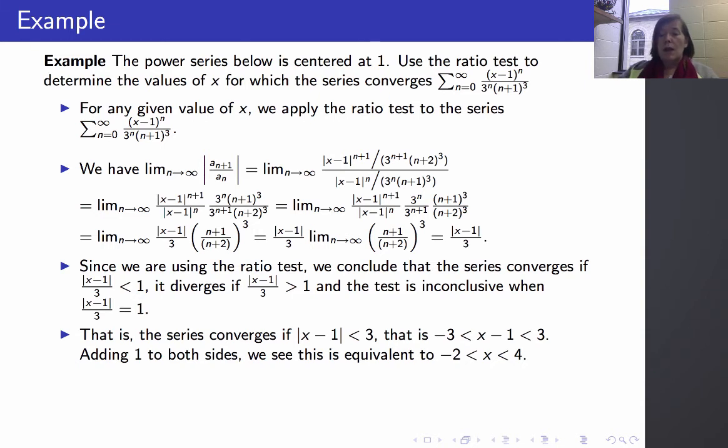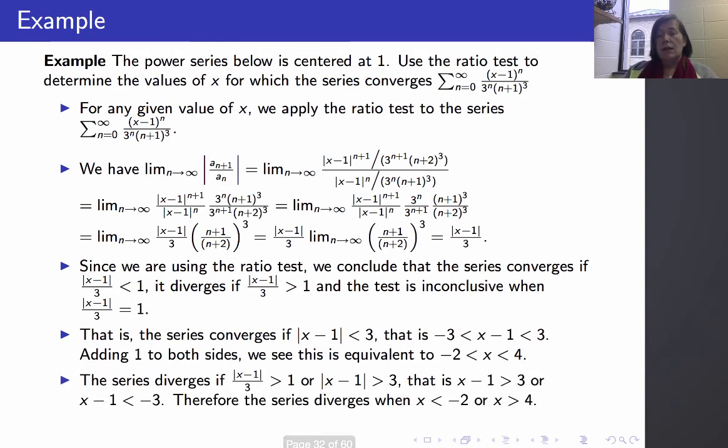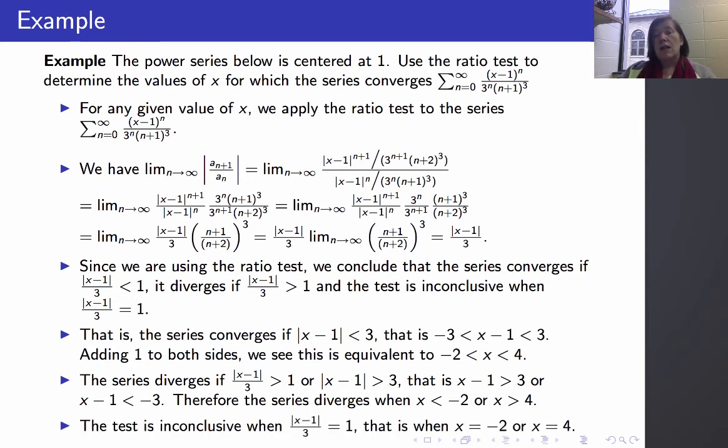So this gives me a set of x values where the series converges, and I can also say it diverges if the absolute value of (x minus 1) over 3 is bigger than 1, and that's the same as saying that the absolute value of x minus 1 is bigger than 3, and that is either x minus 1 is bigger than 3 or x minus 1 is less than minus 3. And that's the same as saying that x is less than minus 2 or x is bigger than 4. So there are only two values left where we don't know what this series does. That is when x equals minus 2 or x equals 4.